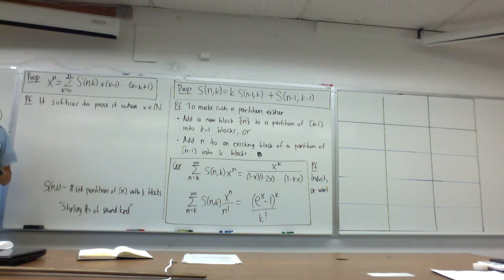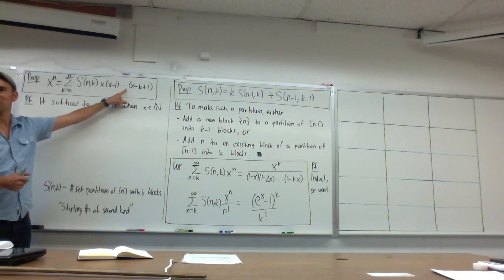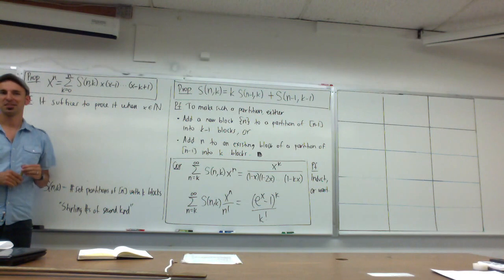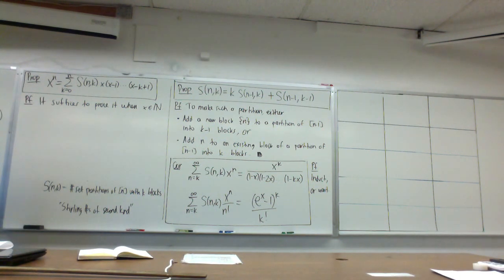Yep. Sorry, is that identity up there, is that supposed to have parentheses around like k plus 1? No. So the dot dot dot, you go x minus 1, x minus 2, x minus 3, until x minus k plus 1. Maybe k equals 0 is a problem here.